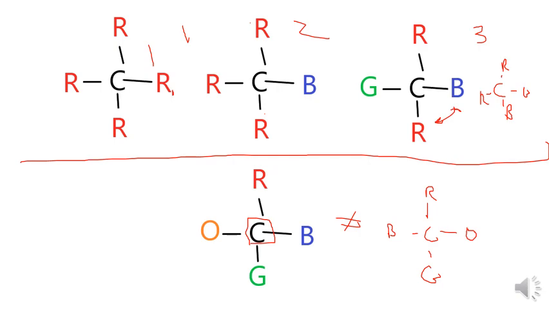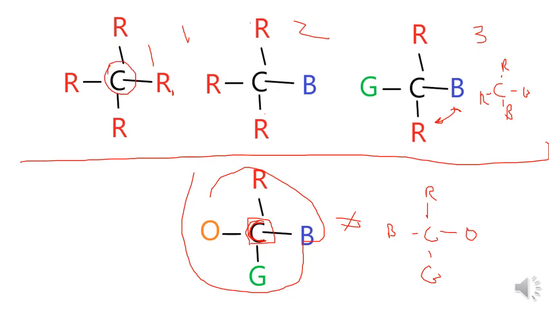Well, here's the key. Notice that this guy over here, the bottom one, has 4 different things attached to this carbon here. If this carbon has 4 different things attached to it, it can have another structure that is not the same, that has the same kind of bonding. Okay.